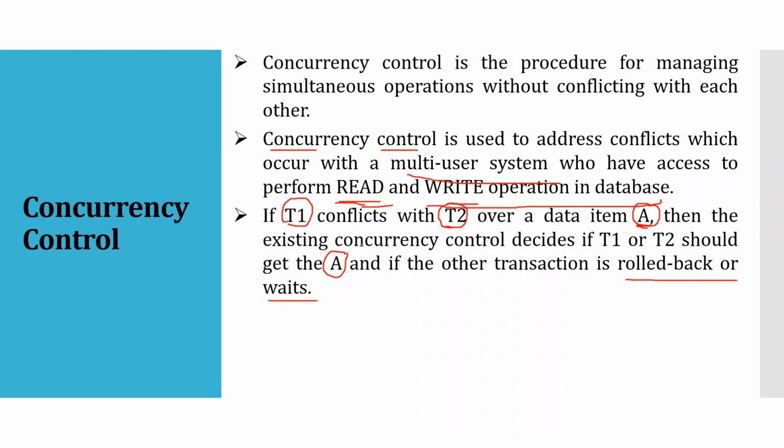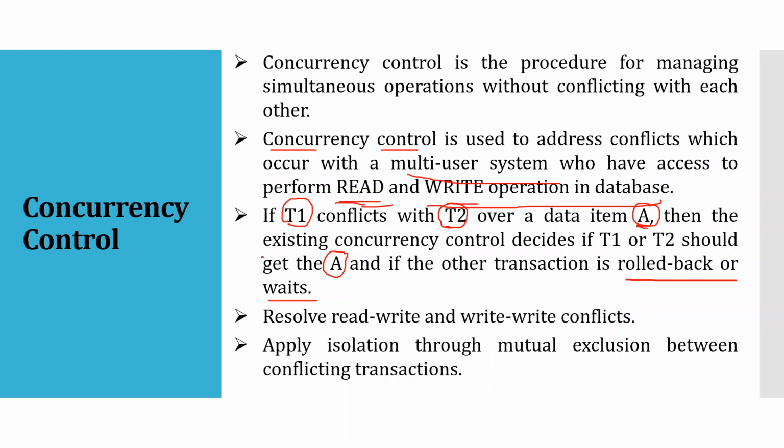So that is what the task of concurrency control is, right? Manage the conflicting operations at the same time. Ask one of them to wait and ask one of them to perform their operation. That is what concurrency control will do. So it will resolve the read-write and write-write conflicts that we already discussed. Apply isolation through mutual exclusion between conflicting transactions.